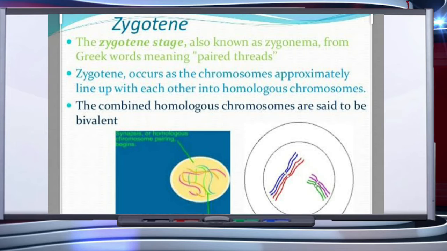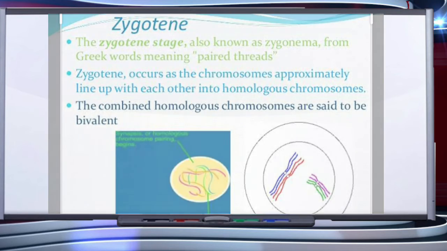Leptotene is followed by zygotene. It occurs as the chromosomes approximately line up with each other into homologous chromosomes. The combined homologous chromosomes are said to be bivalent. During this stage, chromosomes start pairing together, and this process of association is called synapsis. Such paired chromosomes are called homologous chromosomes.